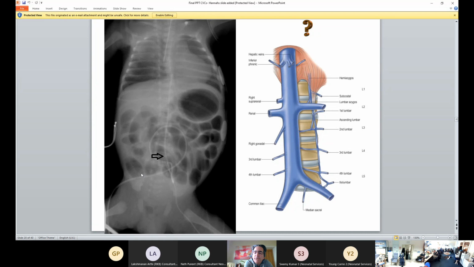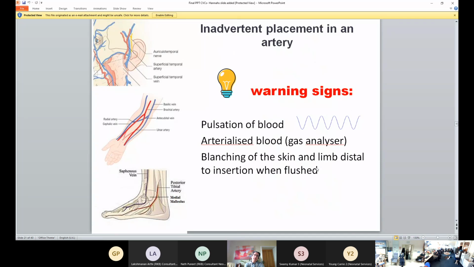There is also the umbilical artery. There is a UEC here, but it's in a good position. Inadvertent placement in an artery. There are three risky areas, as we mentioned before.